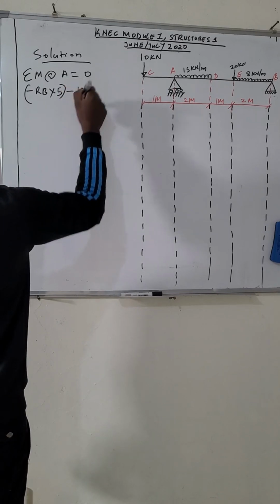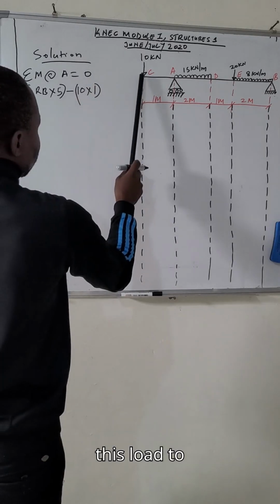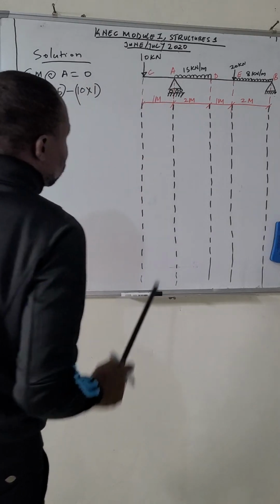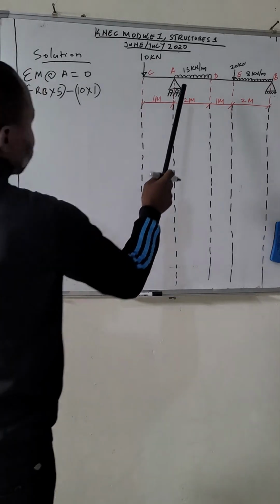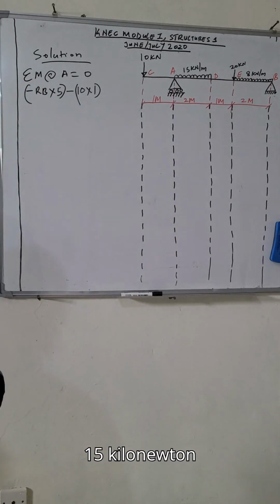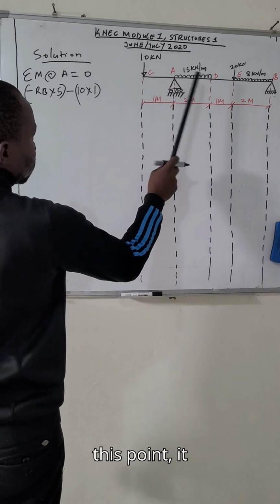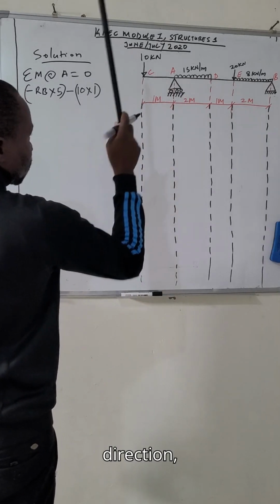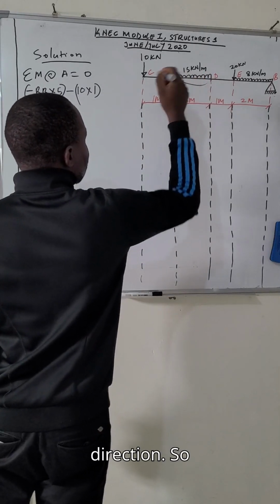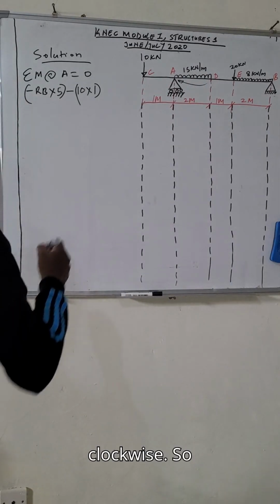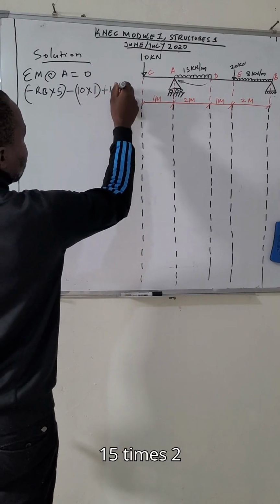10 times 1, because from this load to A we have 1 meter, and then we have 15 kilonewton per meter UDL. So in which direction? It begins from this point, it ends here. So this direction. So that is clockwise. So plus 15 times 2.